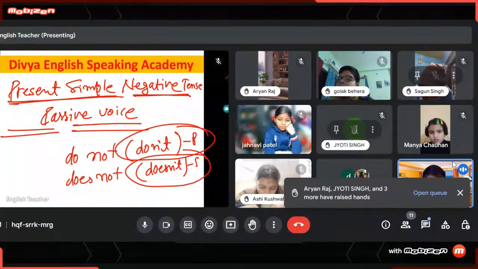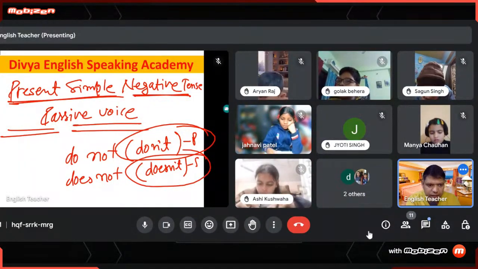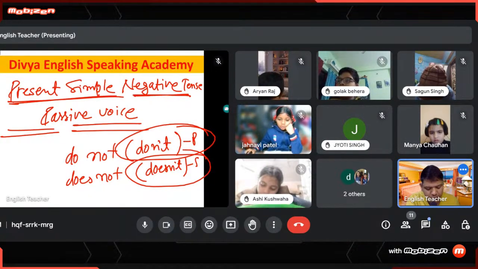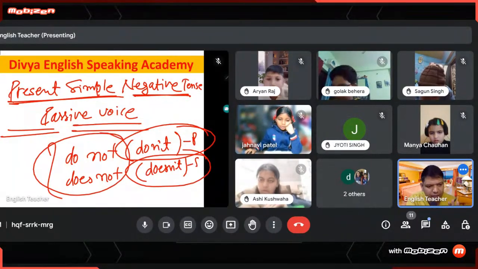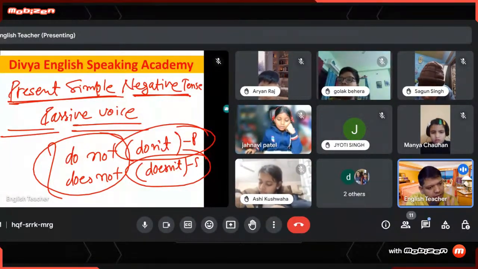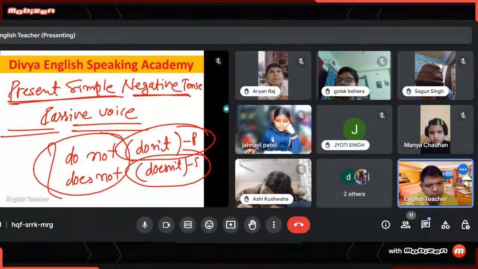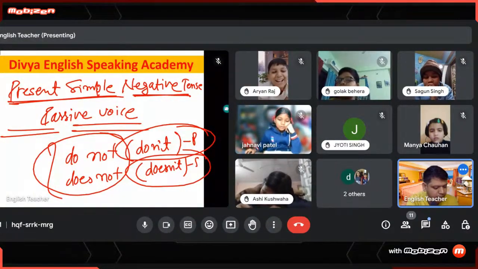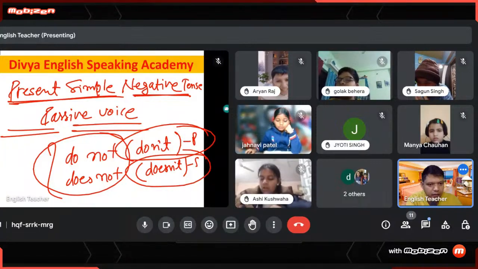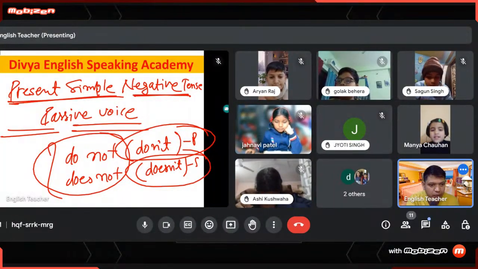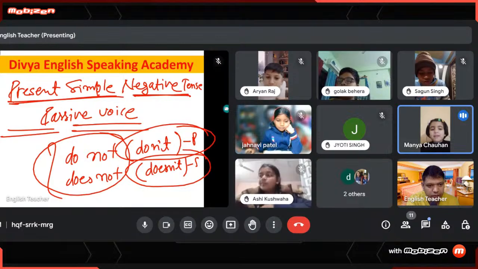Present indefinite negative tense. What do we use? Rest of the things are same. We use do not or does not, in present indefinite tense. Do not with plural subject and I with first person, does not with singular subject, doesn't with singular. Mani, are you understanding? Yes, sir. Perfectly, I'm understanding what you are saying.